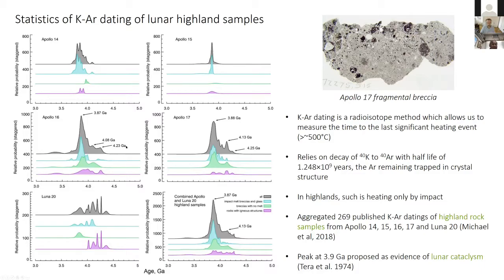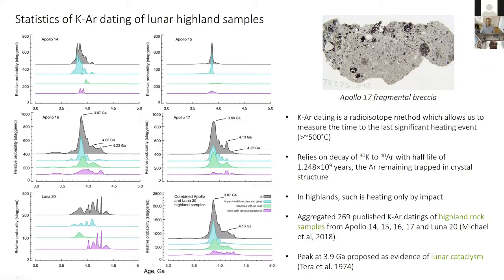Over here on the left, you see the results of aggregating about 270 published potassium-argon datings of highland rock samples. These are from Apollo 14, 15, 16, 17, and Luna 20. I was working with Sasha Basilevsky, and he went through all of the published data that he could find on this, and we put them all together into these aggregated views that you see on the left. In these 6 plots, you've got Apollo 14, 15, 16, 17, Luna 20 on the bottom left, and on the bottom right, you've got a combination of all 5 of those, aggregated together.